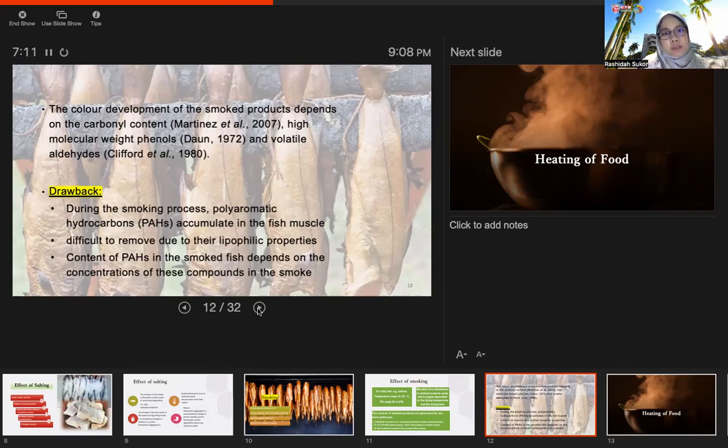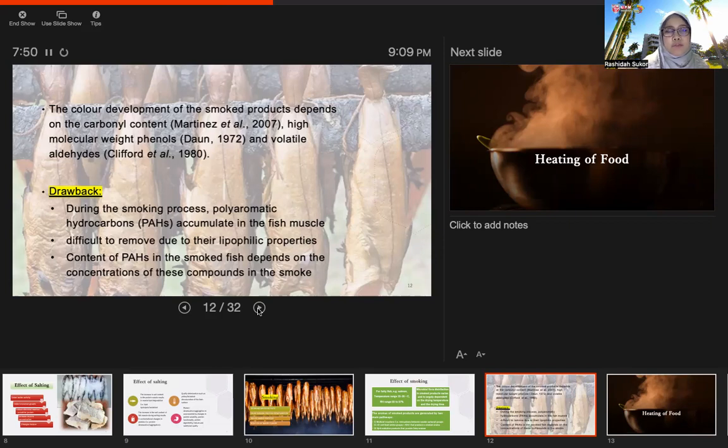Okay, this is a very important chemical food safety issue. At the high temperatures we mostly use, compounds like PAH or heterocyclic amines will be produced, but most of the time in smoked products, PAH, polyaromatic hydrocarbons, are mostly formed and accumulated in the fish muscle. This PAH will have an effect on your health, as it is a carcinogen, and it is difficult to remove due to its lipophilic properties.